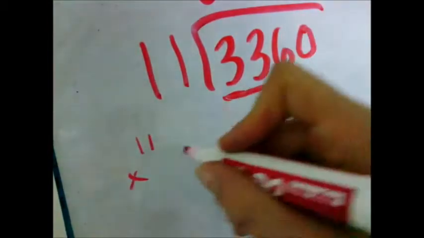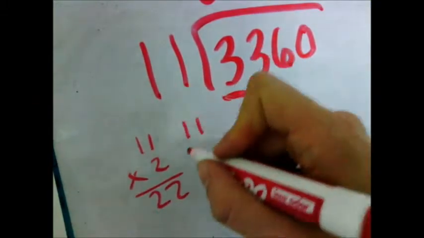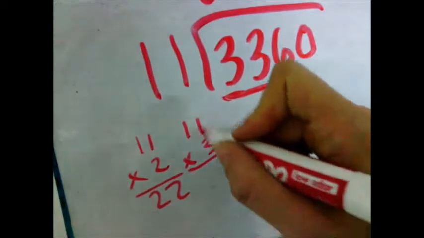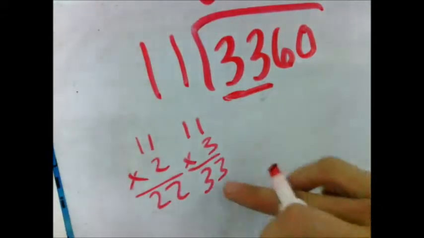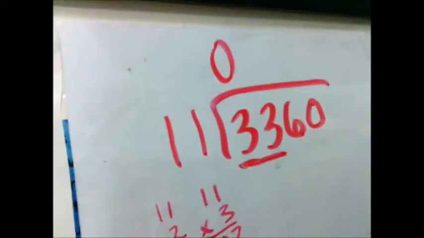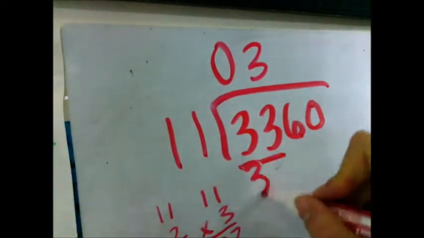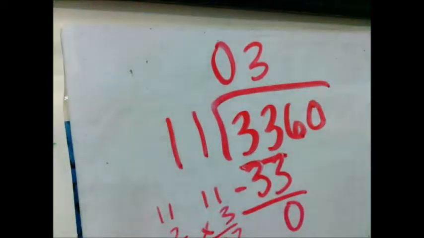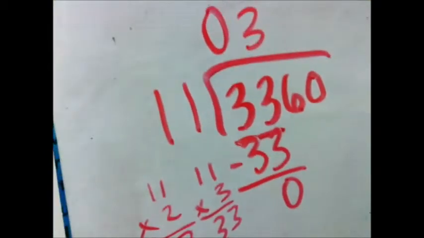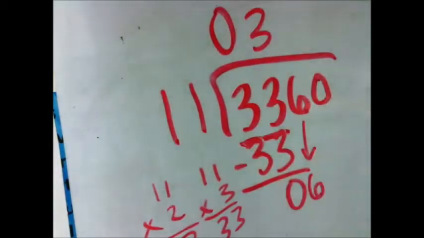11 times. We know 11 times 1 is 11, 11 times 2 is going to be 22. Let's try 11 times 3. It is 33. Okay, I know these off the top of my head, but in case you didn't, 11 times 3 is exactly 33. So I'm going to write, it goes into 33 3 times. I get 33. I subtract it, and I'm left with 0. Okay, so now again, I need to bring down my 6.